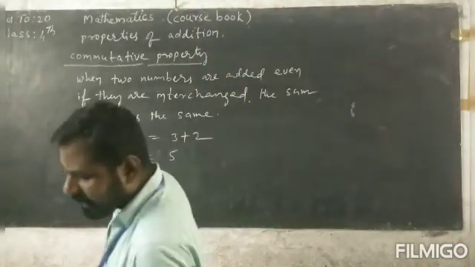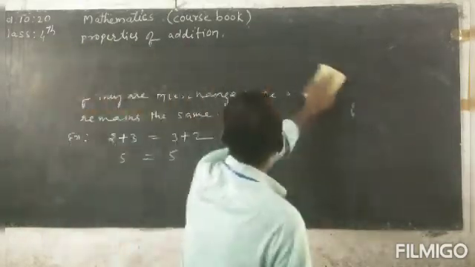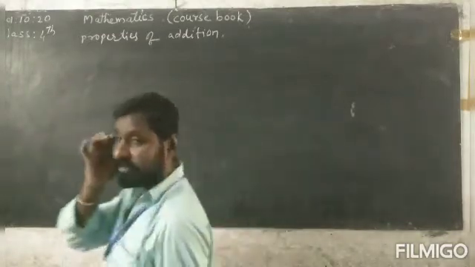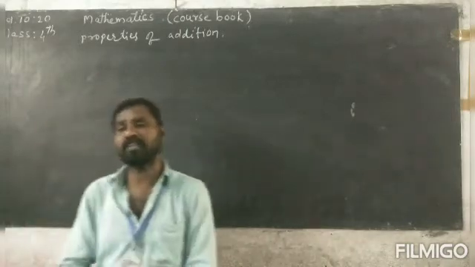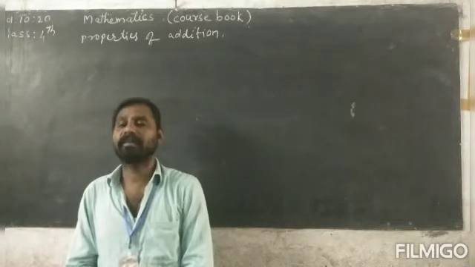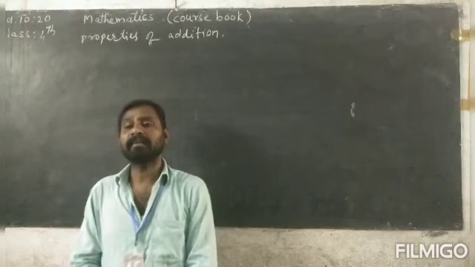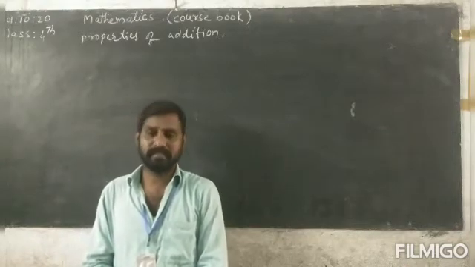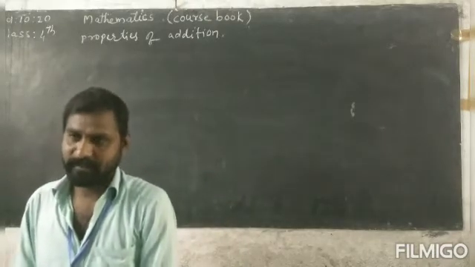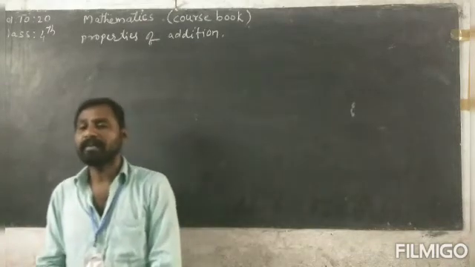Now next, associative property. See here. Associative property means here we have to take 3 numbers. When we add 3 numbers, even if they are interchanged by grouping, the sum remains same.